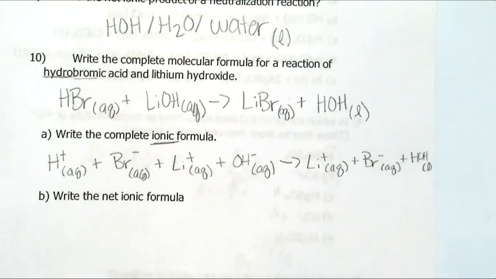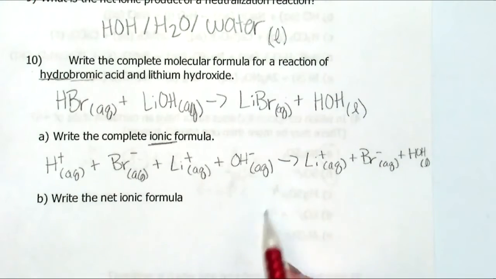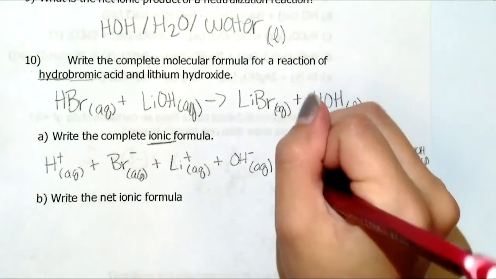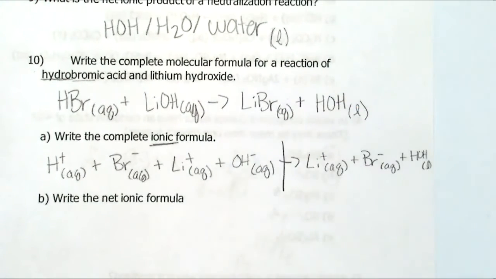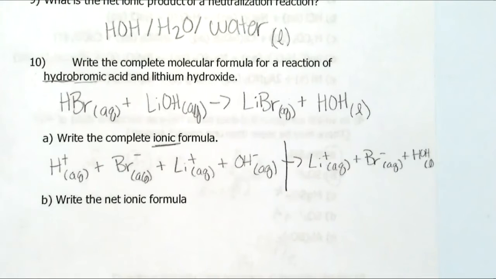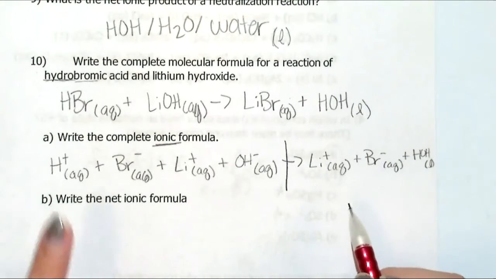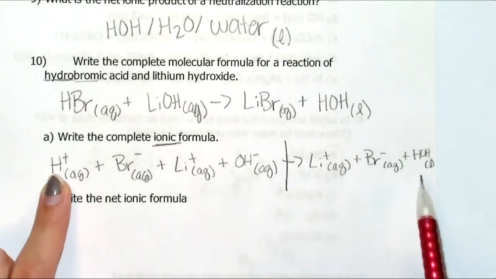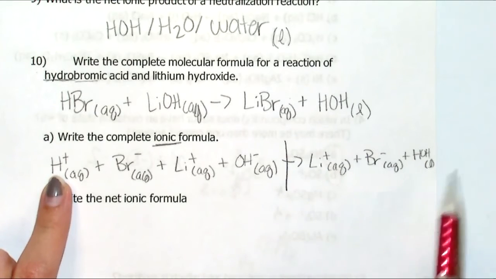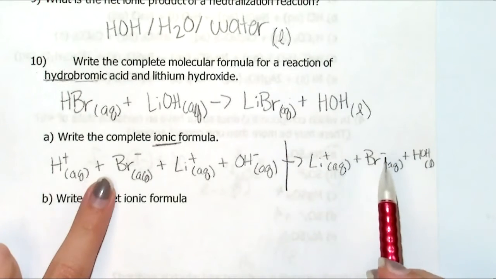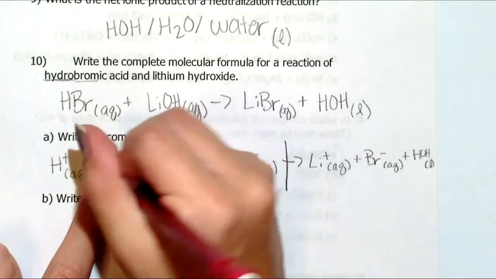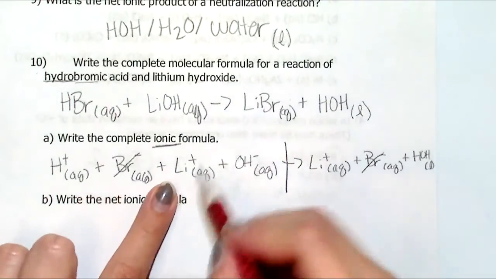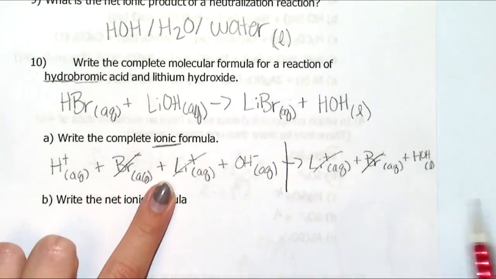So the way that we're going to figure this out is we're going to cross out what's the same on both sides. So this is just me, I like to draw a line at the arrow, otherwise I'll get confused and start looking all over the place. So we have a hydrogen ion here. We do not have a hydrogen ion over here, aqueous. Bromine, got that. Lithium, on both sides. Hydroxide, no.